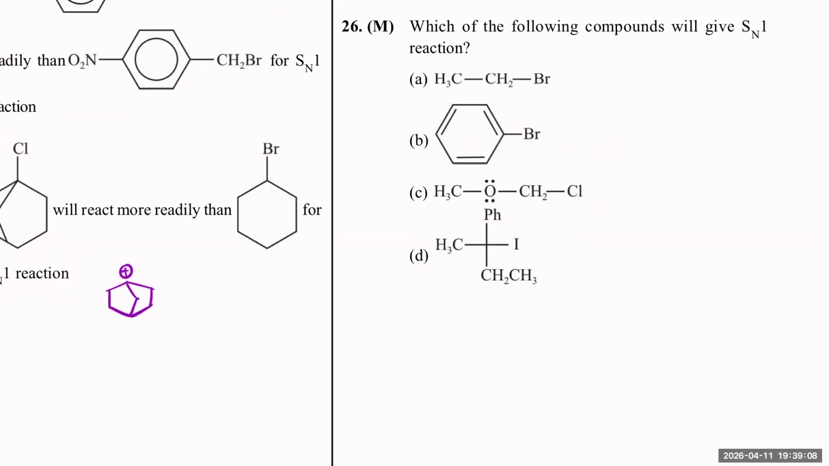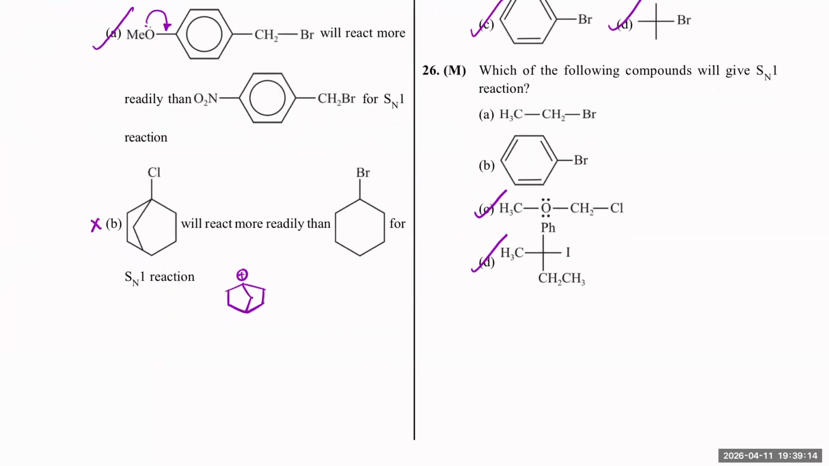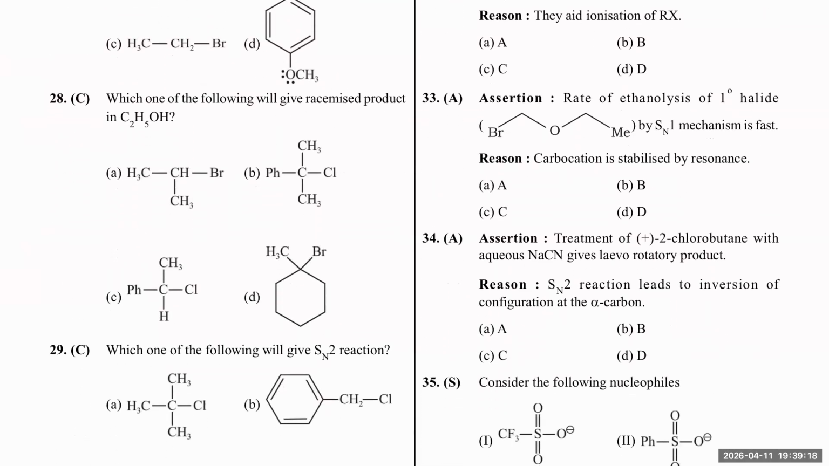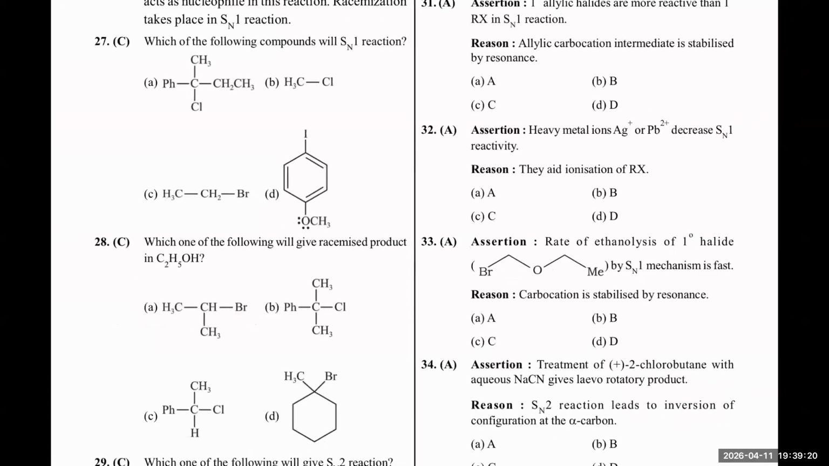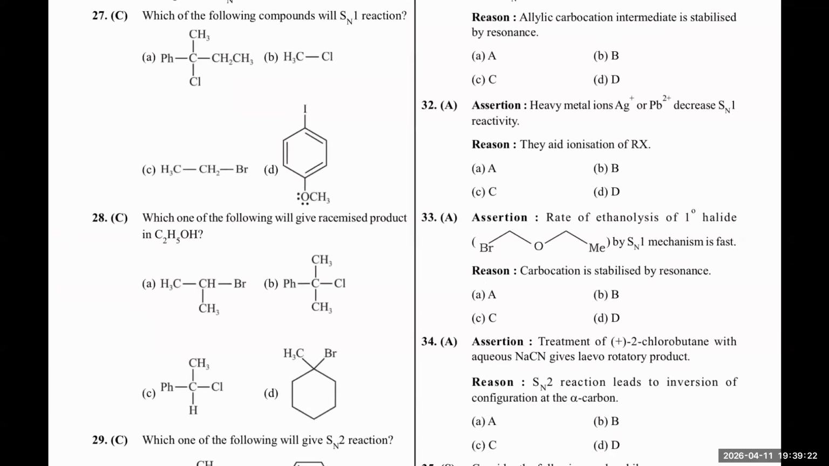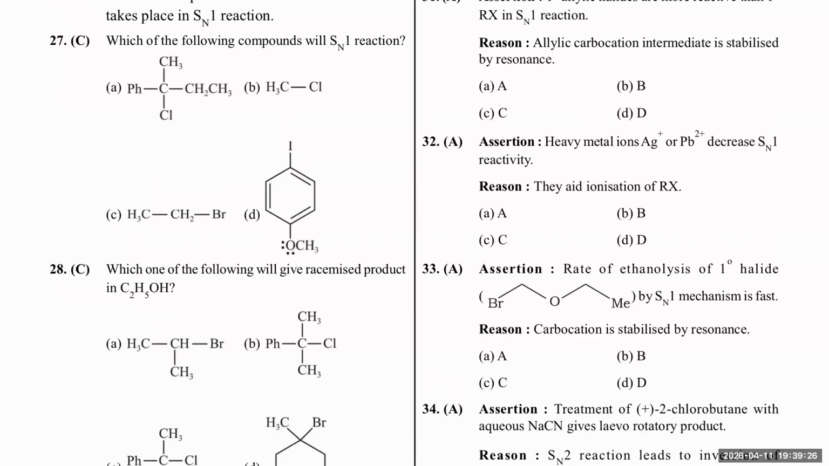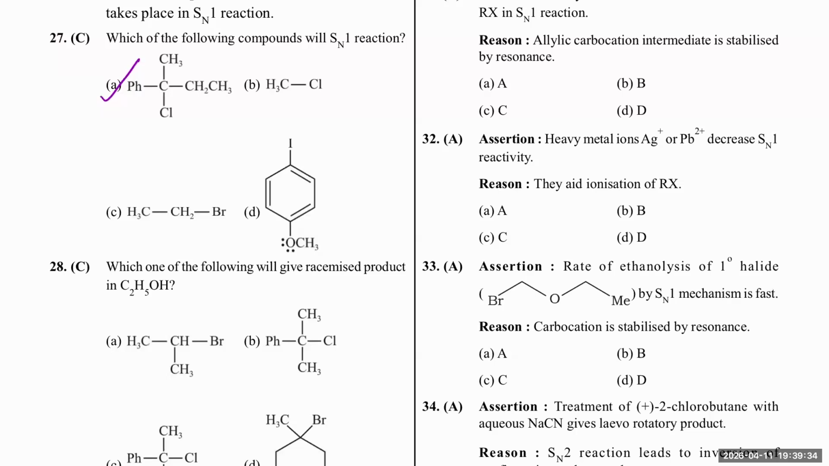Which will give SN1? Okay. OCC will give you, tertiary will give you. So C and D. Okay. Now, these are some good questions again. 27, 28. Please check. Which of the following compounds will give SN1 reaction? Okay. Tertiary, this tertiary position will give you. And that's it. That is the one which you can see the best SN1 reaction.